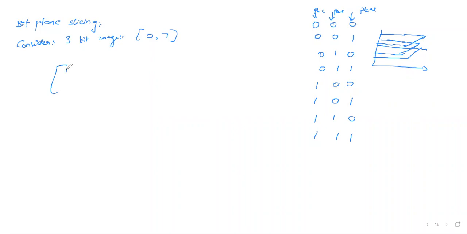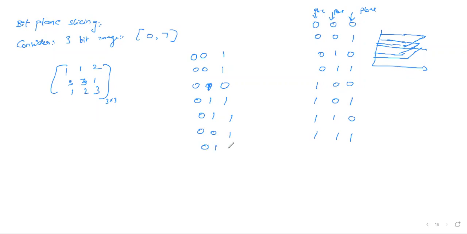Suppose I am considering one image: 1, 1, 2, 3, 4, 1, 1, 2, 3. So for this image, how many pixels are there? 9 pixels are there, right? 3 by 3. So 1 means 0, 0, 1. Next for 2, 0, 1, 0. 3 means 0, 1, 1. Again 3. Next 1. Next 2. Next 3.